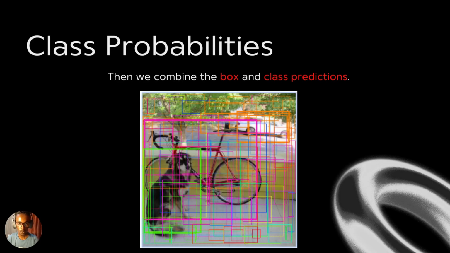Then we combine the 2 boxes which are predicted by every cell, and the class predictions are given by different colors. Then we have this image. So each predicted bounding box, depending on which class it's predicting, is going to be given a different color.